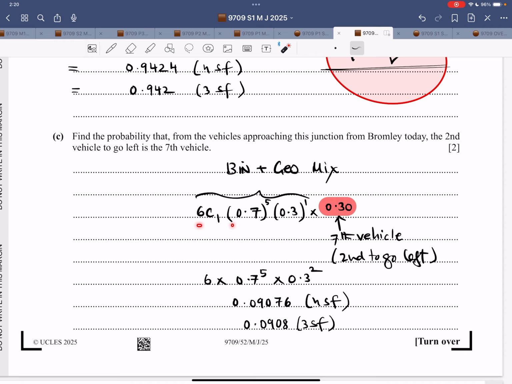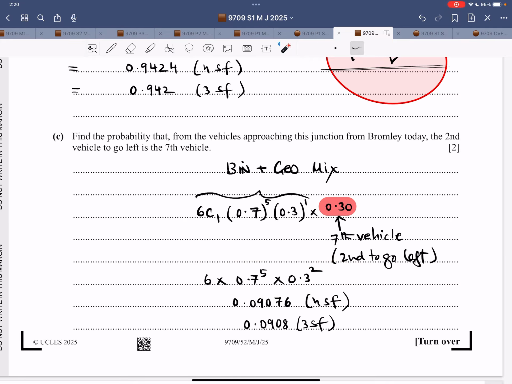And over here, it could be the first position, second, third, fourth, fifth, sixth. It could be one of the six. Therefore, it's binomial. So 6C1, success raised to the power of 1, failure raised to the power of 5. 6C1 is 6. This is as it is, 0.3 into 0.3, that's 0.3 squared. That is how it's written in the mark scheme.